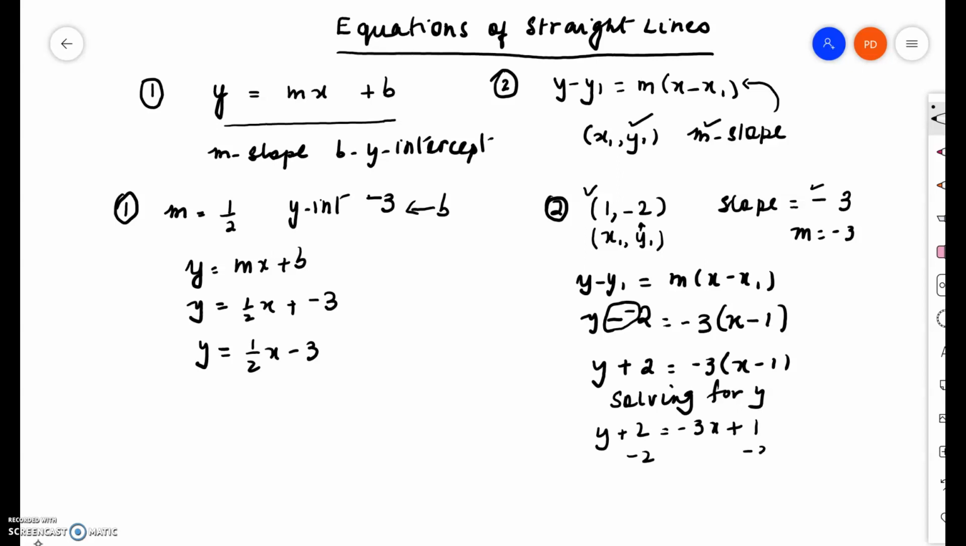Subtract 2 on both sides. That gets rid of the 2 on the left. So y equals -3x. 3 minus 2 is 1. And this is the same equation except that it's in the slope-intercept form.